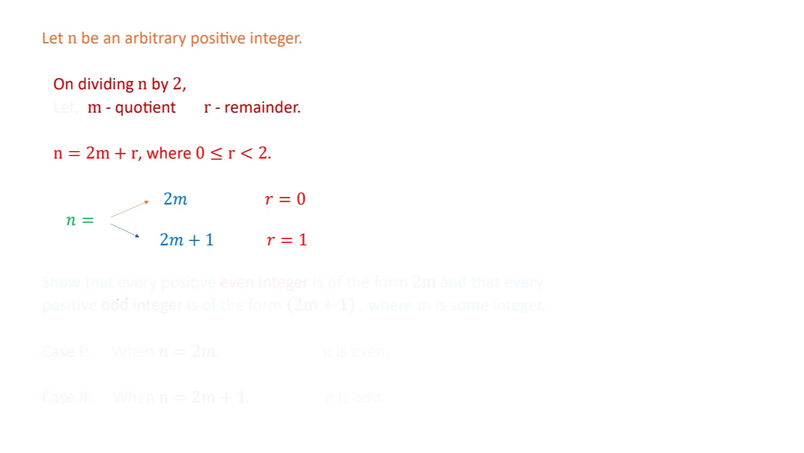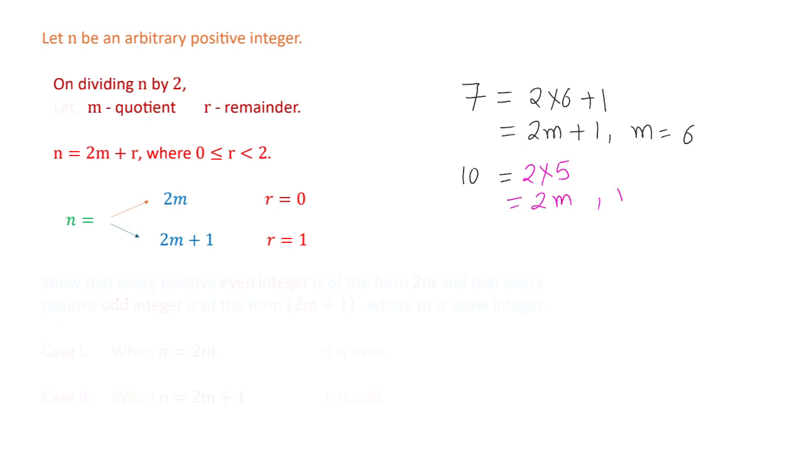We can understand this situation with an example. Suppose I take the number 7. We can write 7 is equal to 2 into 3 plus 1, so we are writing 7 in the form 2m plus 1, where the value of m is 3. If I take the number 10, I can write 10 is equal to 2 into 5, which is of the form 2m, where m is equal to 5. Likewise, any positive arbitrary integer n is either of the form 2m plus 1 or of the form 2m.